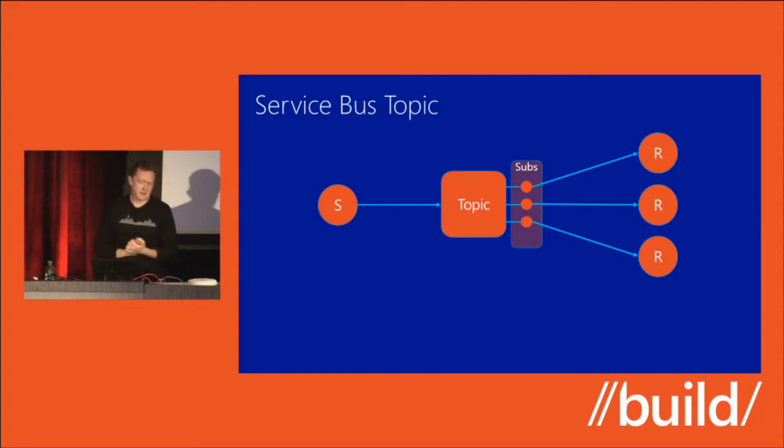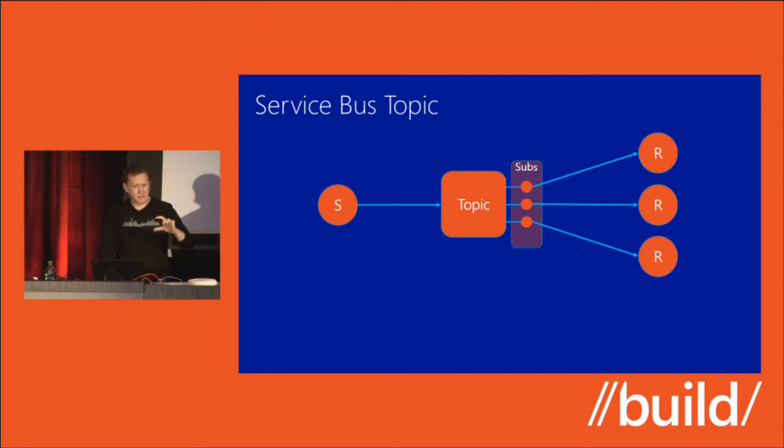And what that means is that every message that gets sent to the topic, a copy of that message is made available to each of those receivers. So it's a one-to-many pattern. One message comes in, potentially many messages are going out, depending upon the number of subscriptions.